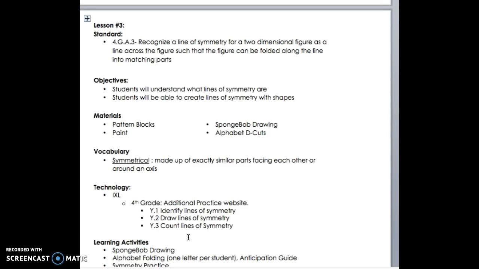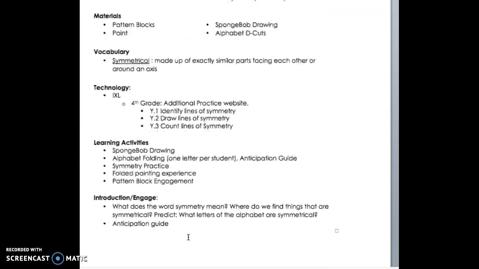The last one I created for my lesson was a symmetry lesson, and students will be recognizing what a line of symmetry is and really how they'll be doing that through different modes of learning. They'll have folded painting experience, they'll be using pattern blocks, and then they'll have each letter of the alphabet where they'll fold in half and see if it really is symmetrical.